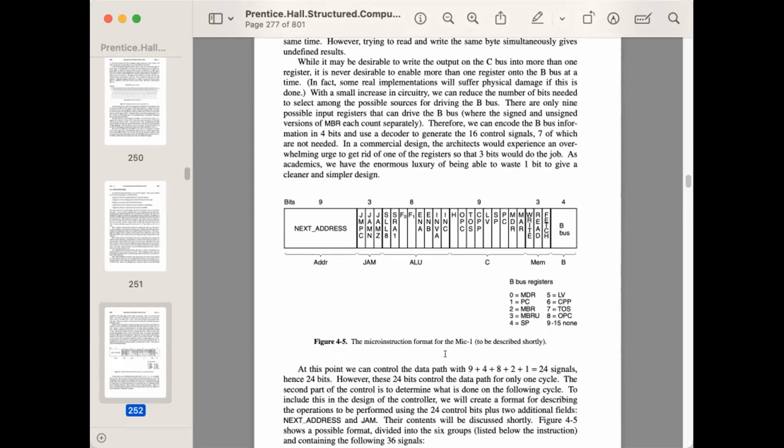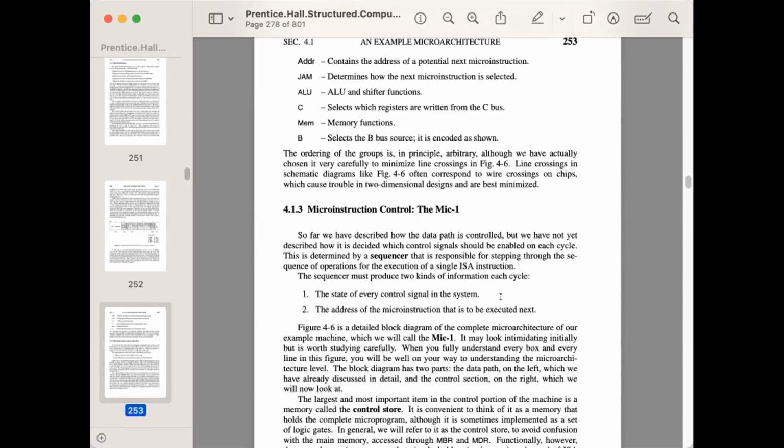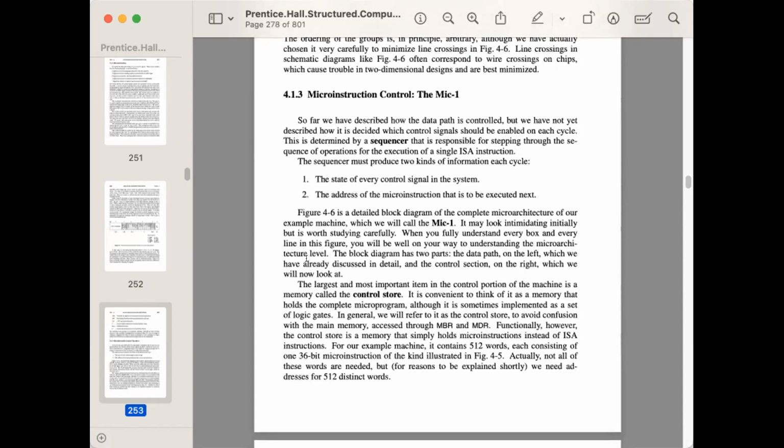Here's the micro instruction format. So this is what in binary, zeros and ones, this is going to look like when you send those. Again, these bits are literal bits. 1 means they're on, 0 means it's not. And then it just explains more of how that works.